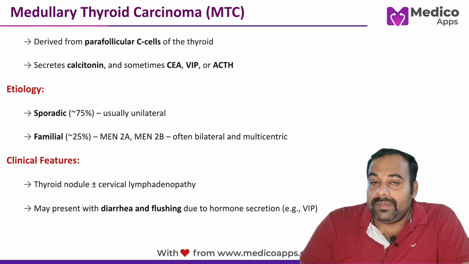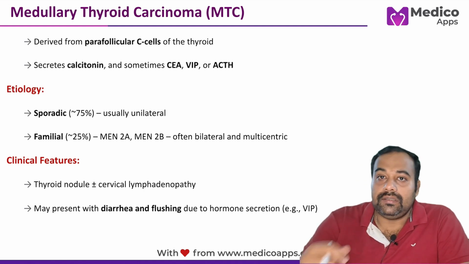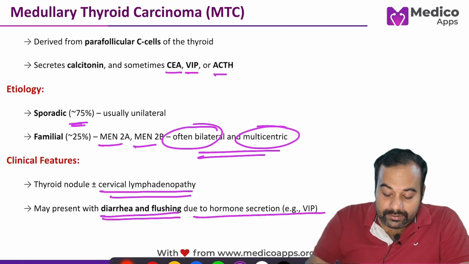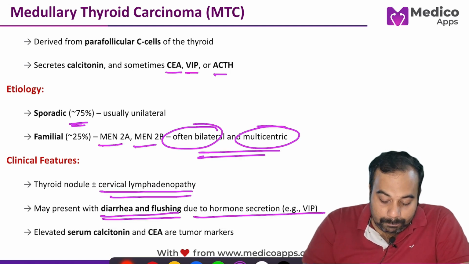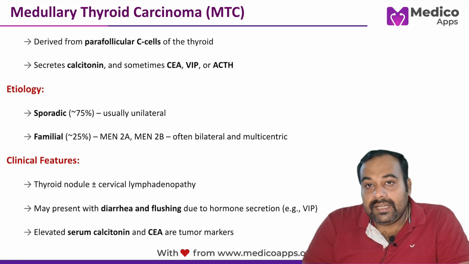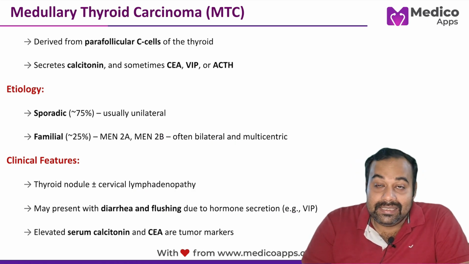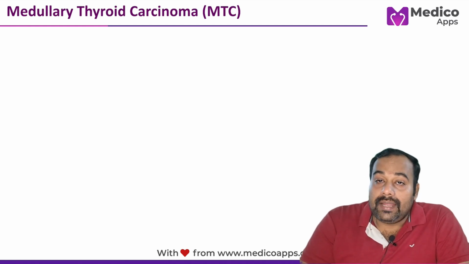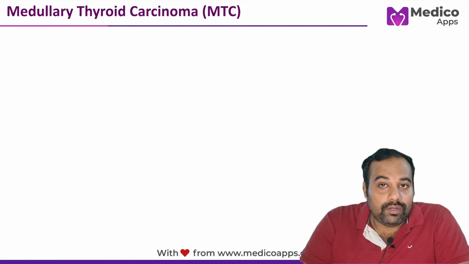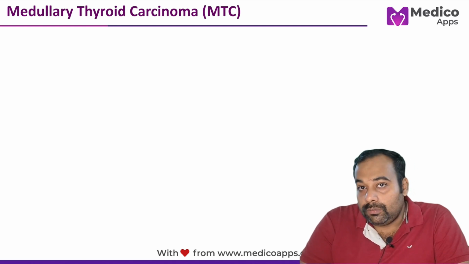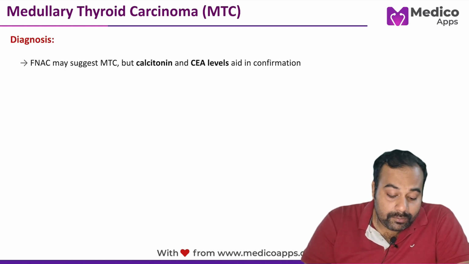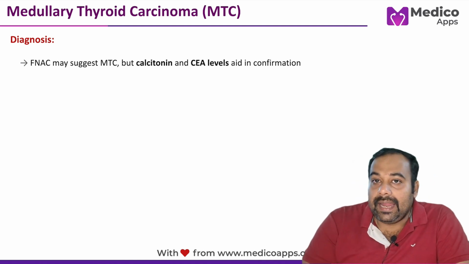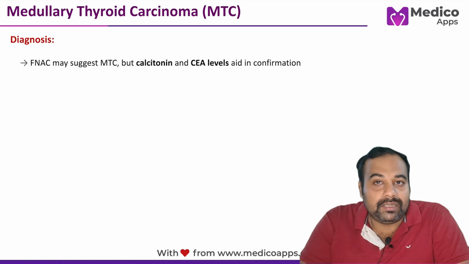The next symptom is diarrhea and flushing. This diarrhea and flushing happen due to the hormone secretion, your vasoactive intestinal peptide, right? Your elevated calcitonin and elevated CEA basically work as tumor markers. Now, to diagnose such a patient, your FNAC is going to be the most instrumental thing. Apart from that, yes, your calcitonin and CEA levels aid in the confirmation of the diagnosis.